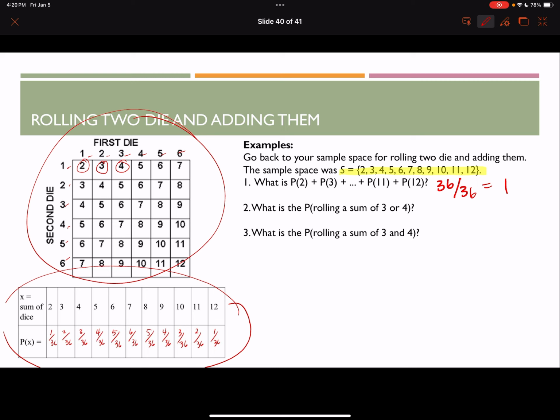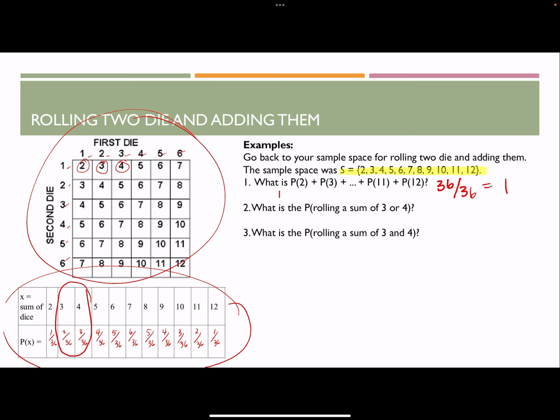What's the probability of rolling a sum of a 3 or a 4? So you need to think to yourself, are these disjoint? If I roll 2 die, can they add up to a 3 and a 4 at the same time? They cannot. So I can add these two probabilities together. And so the probability of rolling a sum of a 3 or a 4 is 5 out of 36 because these are disjoint or mutually exclusive.